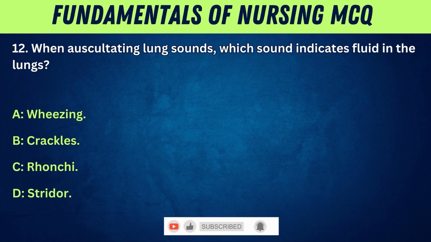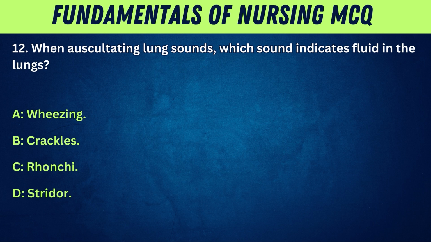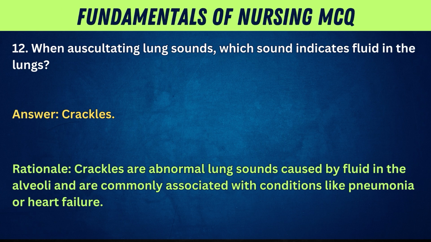12. When auscultating lung sounds, which sound indicates fluid in the lungs? A. Wheezing. B. Crackles. C. Rhonchi. D. Stridor. Answer. Crackles. Rationale. Crackles are abnormal lung sounds caused by fluid in the alveoli and are commonly associated with conditions like pneumonia or heart failure.